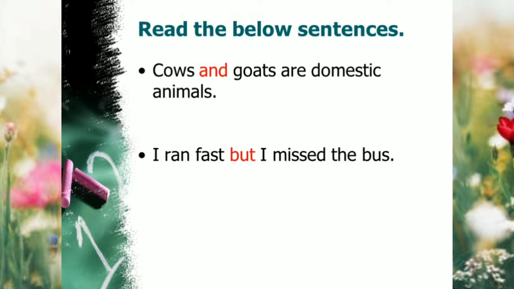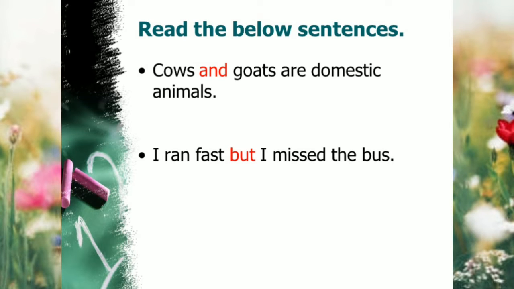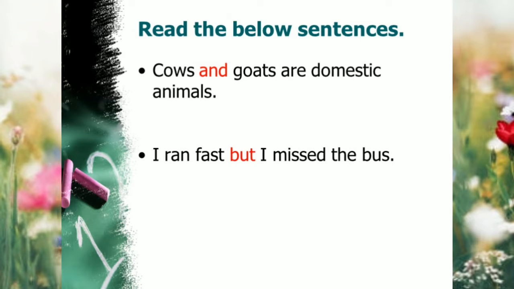We will read the second one. I ran fast, but I missed the bus. We use but to show a difference, or when we are talking about opposite things.